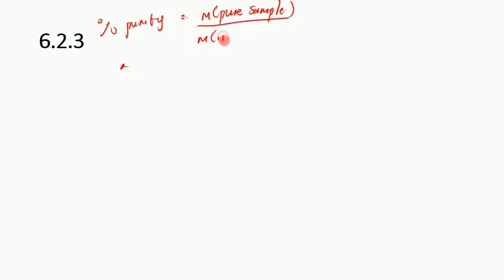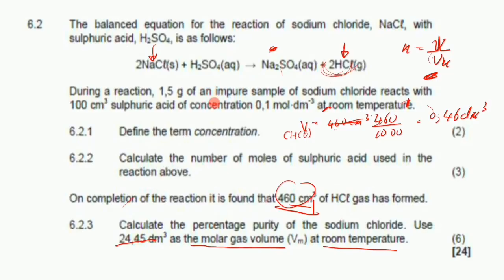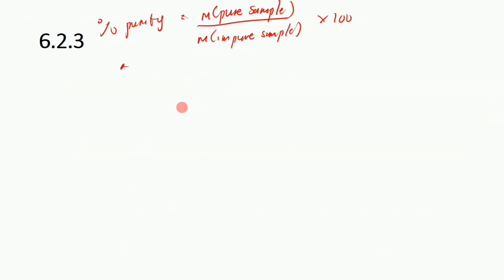So let's first start by the formula for percentage purity, so we understand what is going on. The formula for percentage purity goes as mass of the pure sample over the mass of impure sample, and then you have to multiply that by 100, right? So now that means we are given the mass of the impure sample, as when reading here it is given that 1.5 gram of an impure sample of sodium chloride reacts with 100 centimeter cube. So this 1.5 gram, we won't be using it. We'll only use it when it comes to this formula.